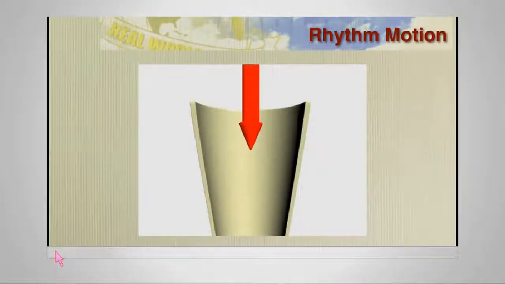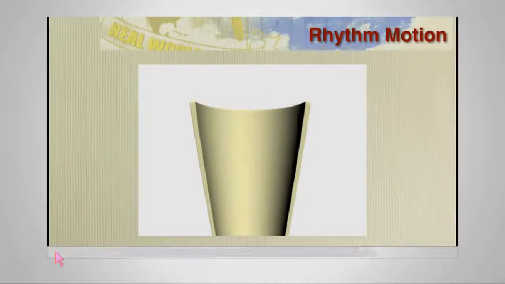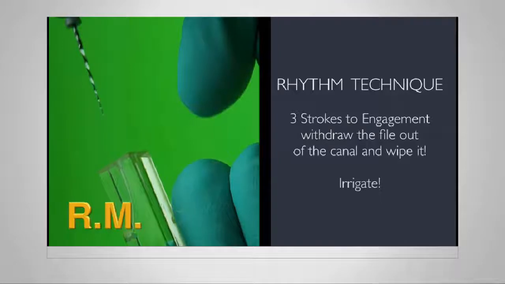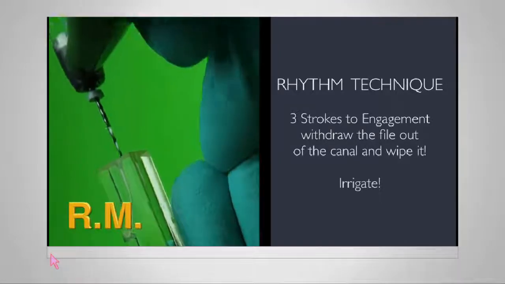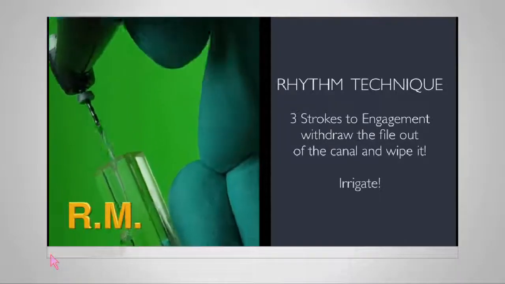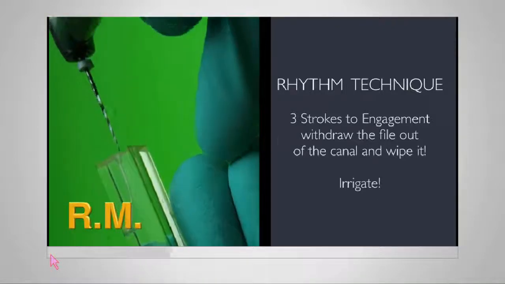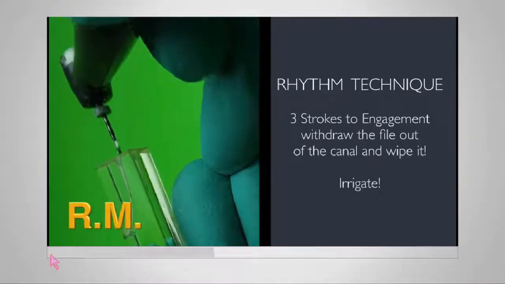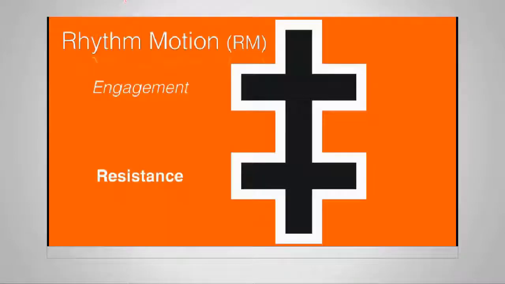And it's basically this. Take 3 light strokes. This is an operator motion, with your hand controlling the handpiece. Whether you're doing rotation or reciprocation, you're still using this rhythm motion, and this reduces the engagement time. And as you can see here, there is a little bit of engagement time, and then you're removing it and you use this Endo Swipe to wipe the flutes of the file.